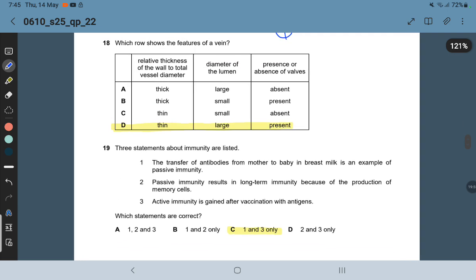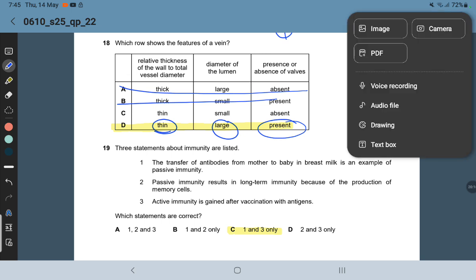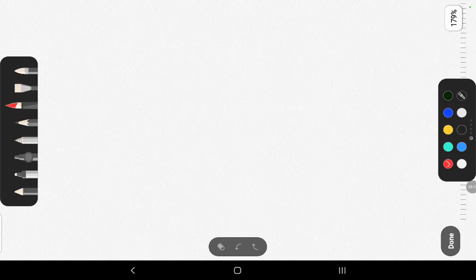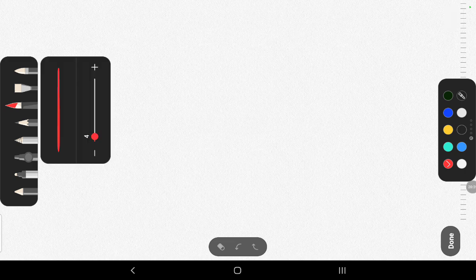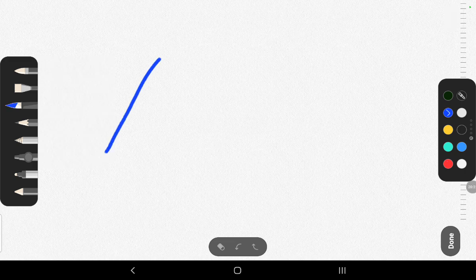18. Features of a vein. Of course, it's also a fact. Relative thickness of a wall. Of course, it is thin because thick is artery. Thick walls means an artery, directly. Diameter of lumen, it should be larger because in a vein we want a low blood pressure, and presence of valves, of course they are present due to the low blood pressure. We can just make a drawing for you in here. So for a vein we can make it like that.